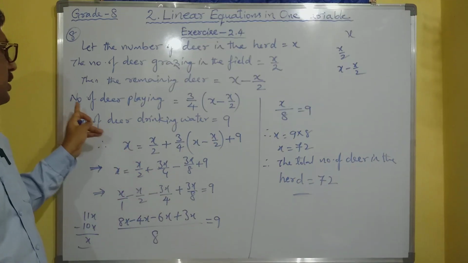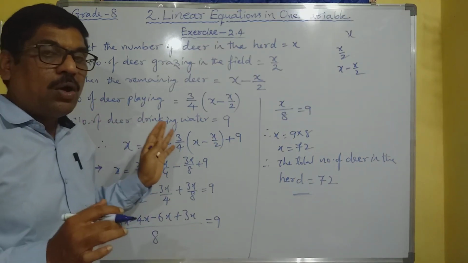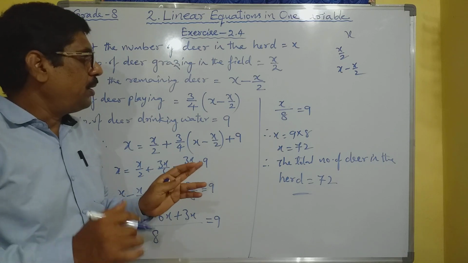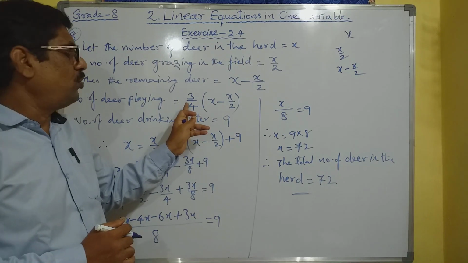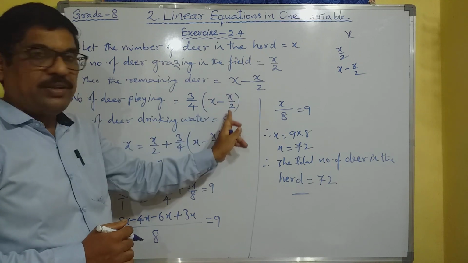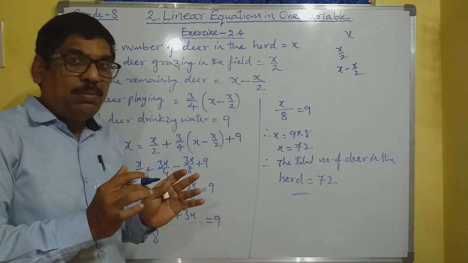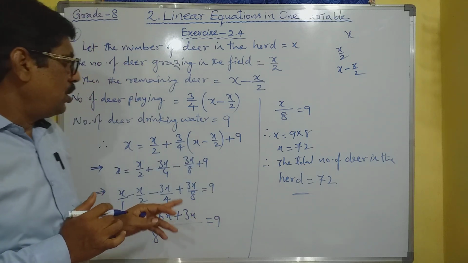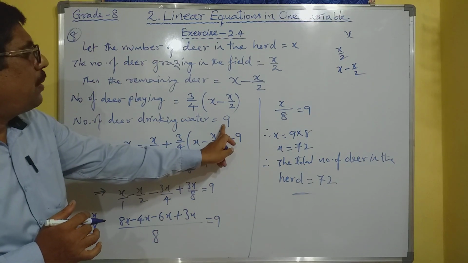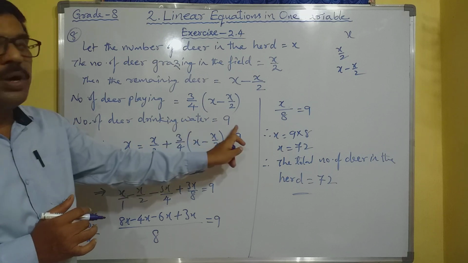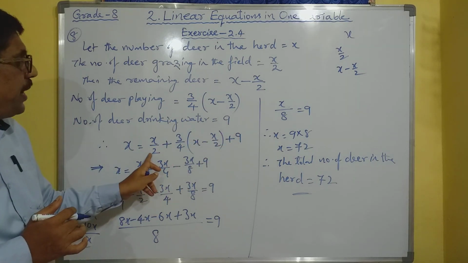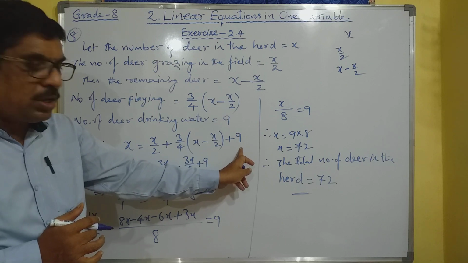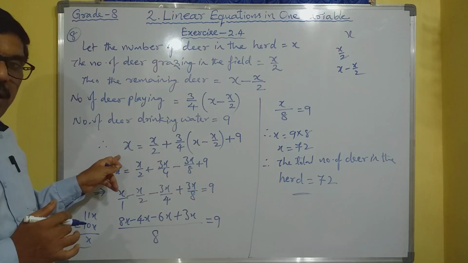And he has given that some deer are playing in the nearby garden. They are 3/4 of the remaining, so 3 by 4 into (x minus x by 2). And 9 more are left over, and those are all drinking water in the pond. So the number of deer drinking water is 9. So x by 2, 3/4 of the remaining, and 9 deer drinking water, all together make x deer.